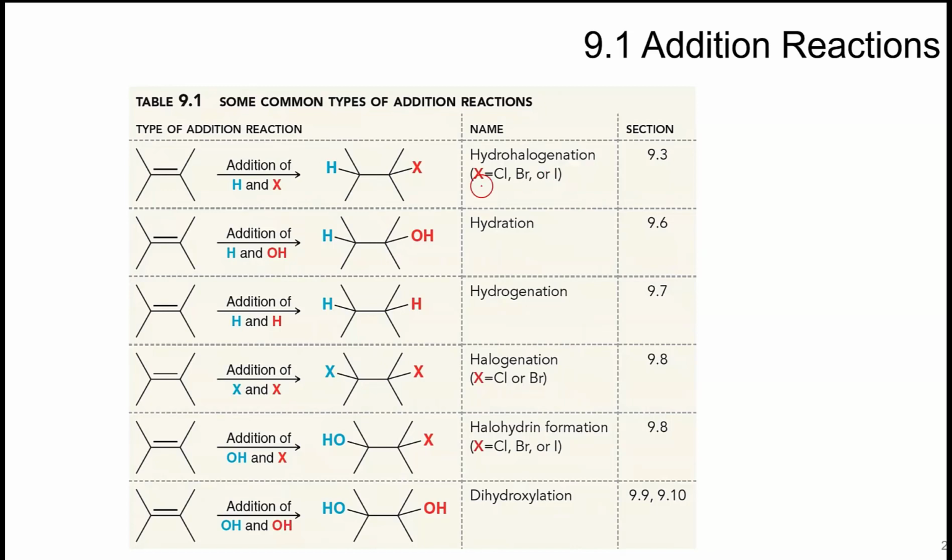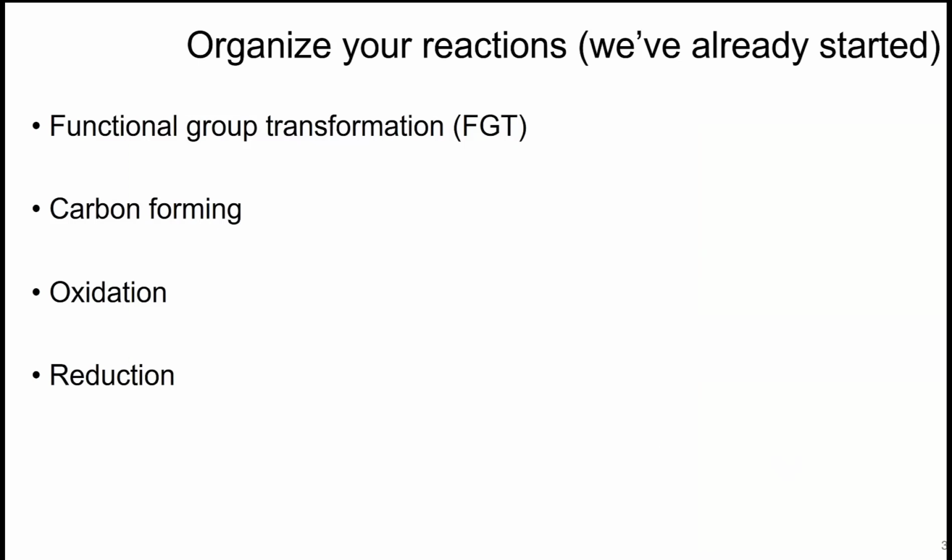There's a hydrohalogenation where you add a hydrogen and a halogen across the double bond. We have hydration, so we're adding water across the double bond. In a hydrogenation, you're adding two hydrogens across the double bond, or reducing it. We have a halogenation where we're adding two halogens, a halohydrin where we have a halogen and a hydroxy group, and then a dihydroxylation. Most of these fall into the functional group transformation category, but there is one that falls into the reduction category.